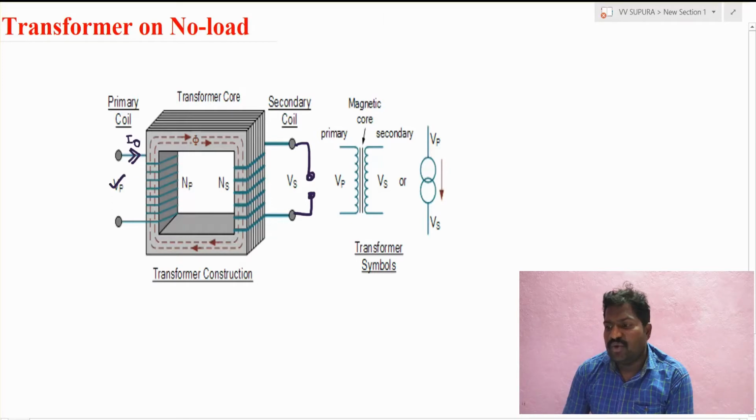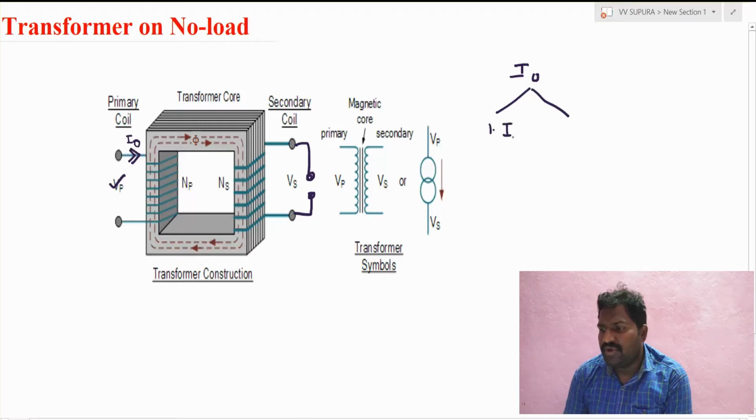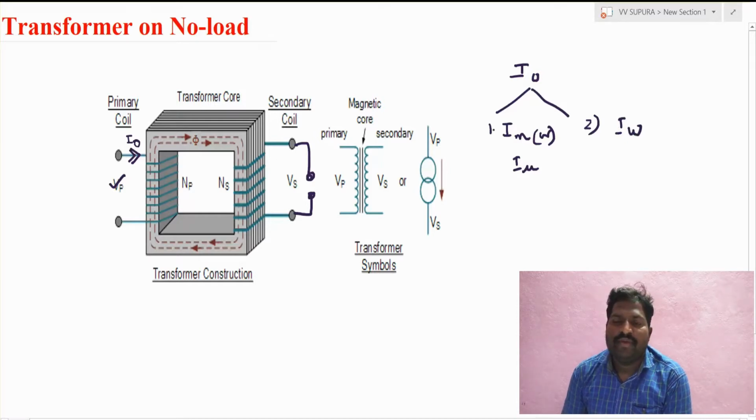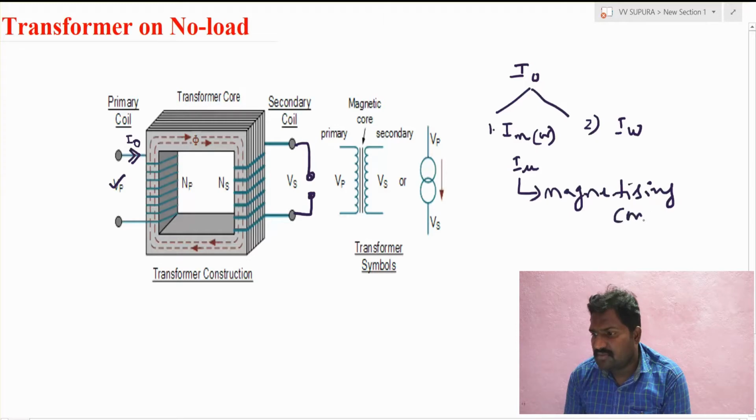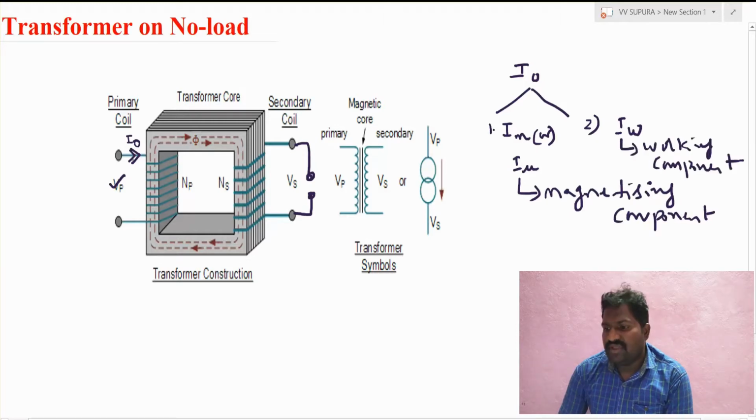When the transformer is on no load condition, this no load current I naught has two components. One is the magnetizing component Im or I mu, and the second one is the working component IW. So the no load current has two components: the magnetizing component and the working component. When the secondary terminal is open circuited, only a small amount of current is drawn from the supply.